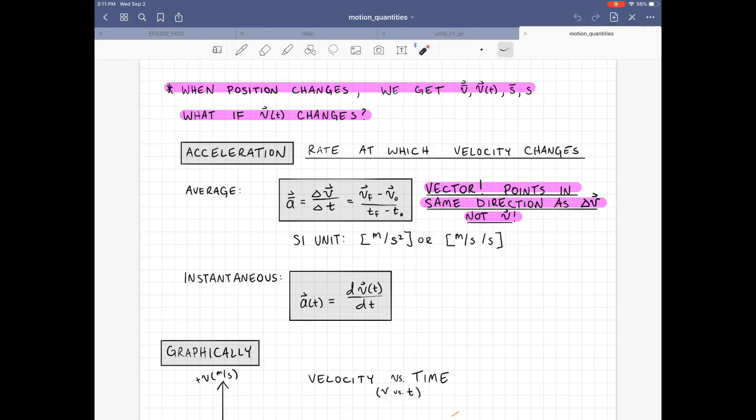So if we want to know how the velocity is changing at a given instant rather than over a time interval, then again we need to adopt an approach from calculus, and we need to take the time derivative of the velocity vector. And so instantaneous acceleration we get by taking the derivative. The average acceleration we get by looking at the change in the velocity divided by the time interval.